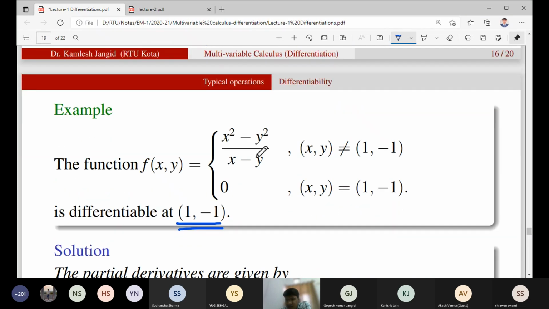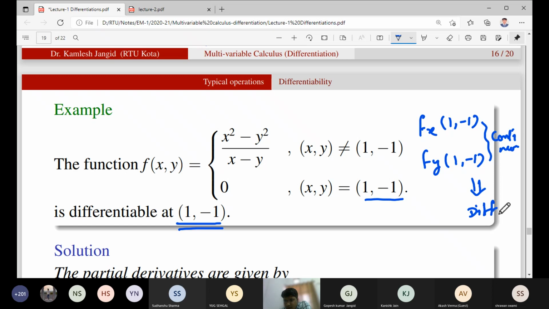So first of all, we find the partial derivatives of the given function, fx and fy. And what is the point? (1, −1). So we need to check whether these partial derivatives are continuous or not. If these partial derivatives exist and are continuous, then we can say that our function is differentiable. First, we find the partial derivatives at the point (1, −1).